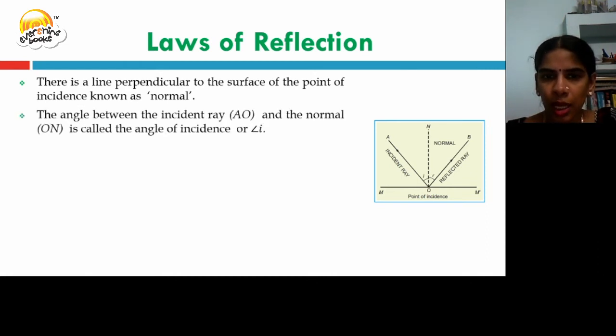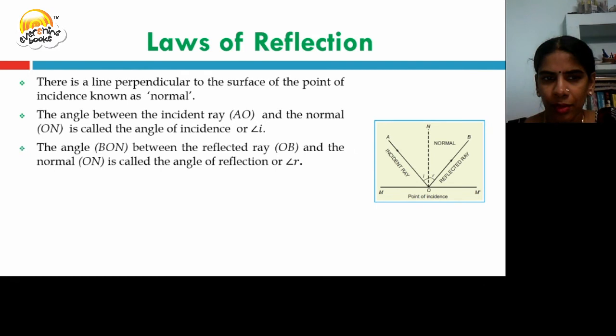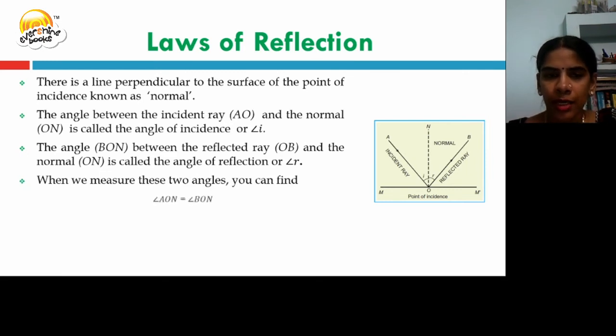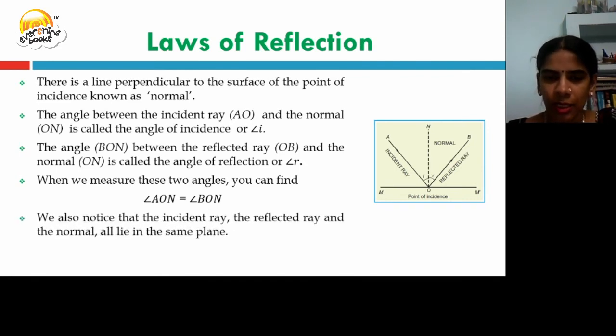The angle between the incident ray and the normal is called the angle of incidence, I. The angle between the reflected ray OB and the normal ON is called the angle of reflection, or angle R. When we measure these two angles, we will find that angle AON is equal to angle BON. We also notice that the incident ray, reflected ray and the normal all lie in the same plane.